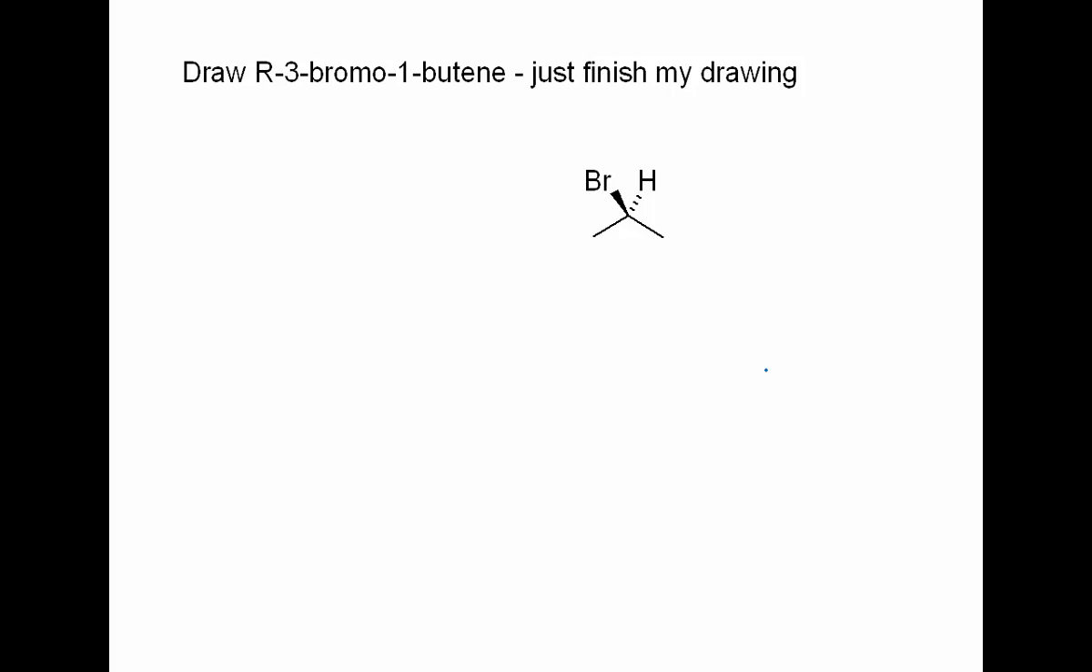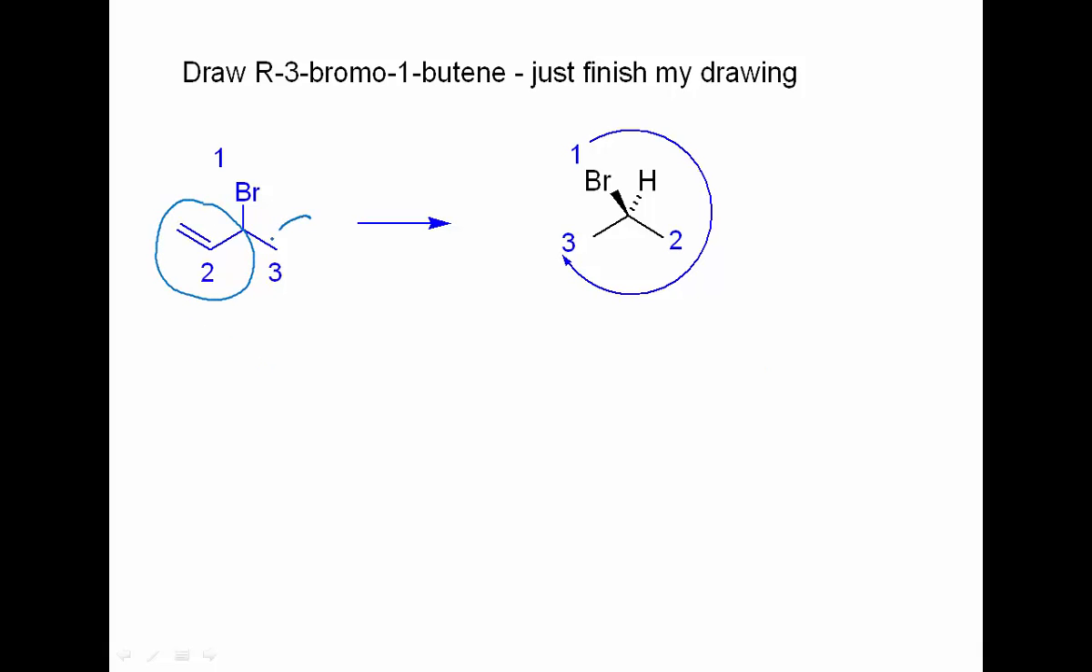Okay, so it says that I want the R, so that means whatever I have has to have bromine as 1. If we look at the molecule, we have this group and a methyl group, and we know that the vinyl group, or the alkenyl group there, is going to be 2. That's going to outrank the methyl group. So if I want it to be R, I have to have 2 over here on the right and 3 over on the left. So R-3-bromo-1-butene is this compound right here.